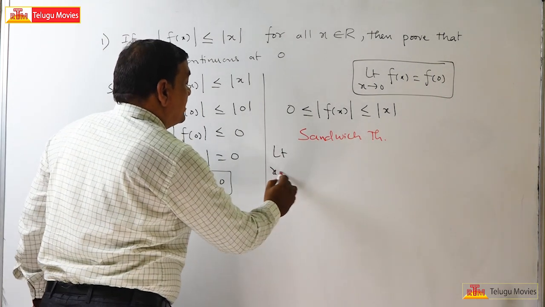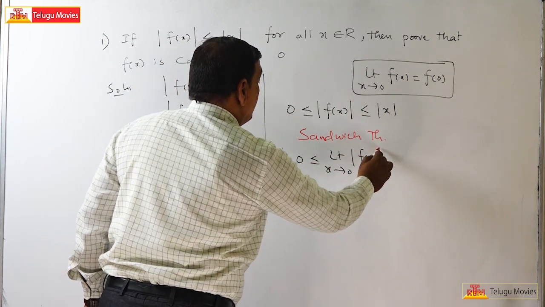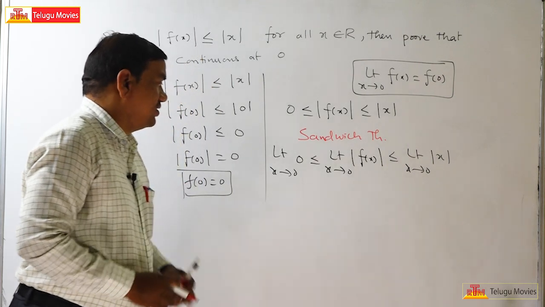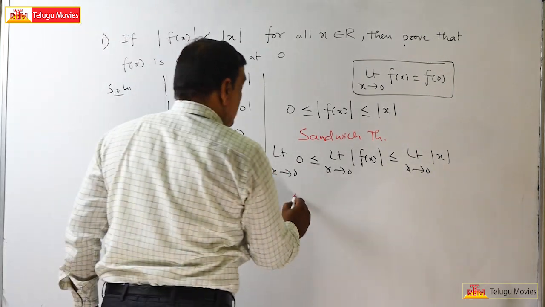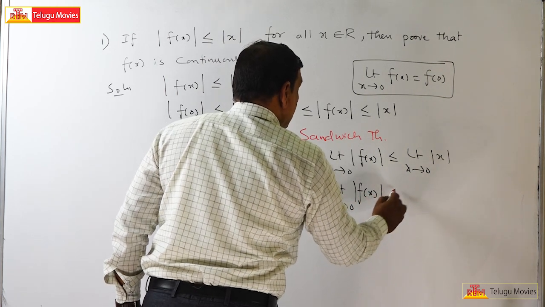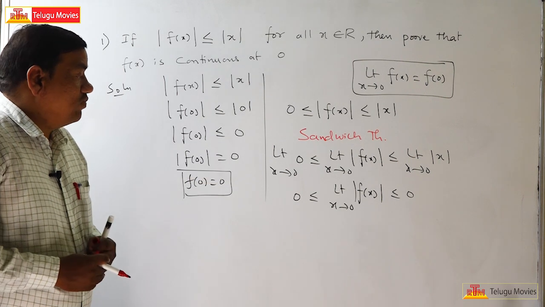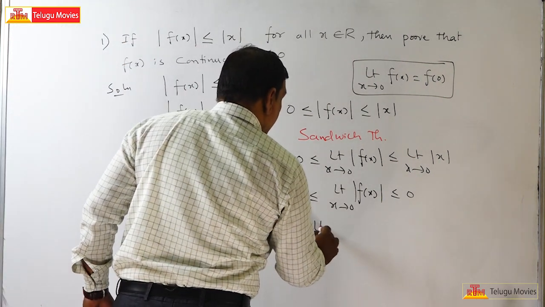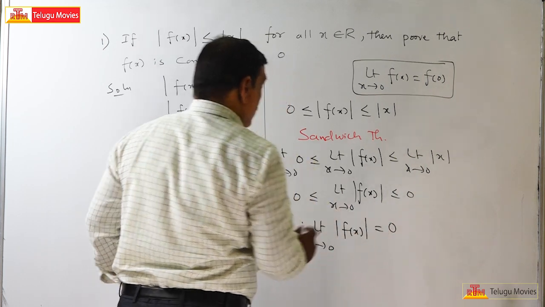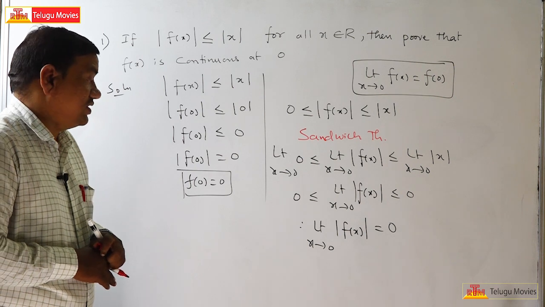So, limit x tends to 0 of 0 is less than or equal to limit x tends to 0 of modulus of f of x, which is less than or equal to limit x tends to 0 of mod x. This value is 0. Both the left hand side limit and right hand side limit are 0. So, from this we conclude that limit x tends to 0 modulus of f of x is equal to 0.